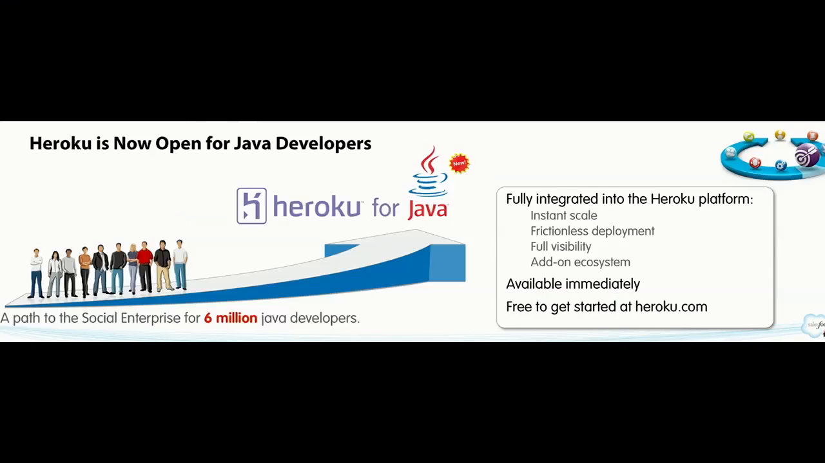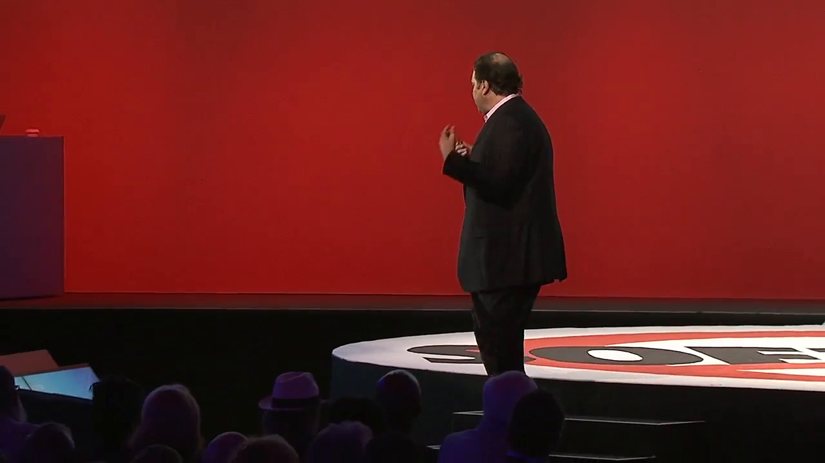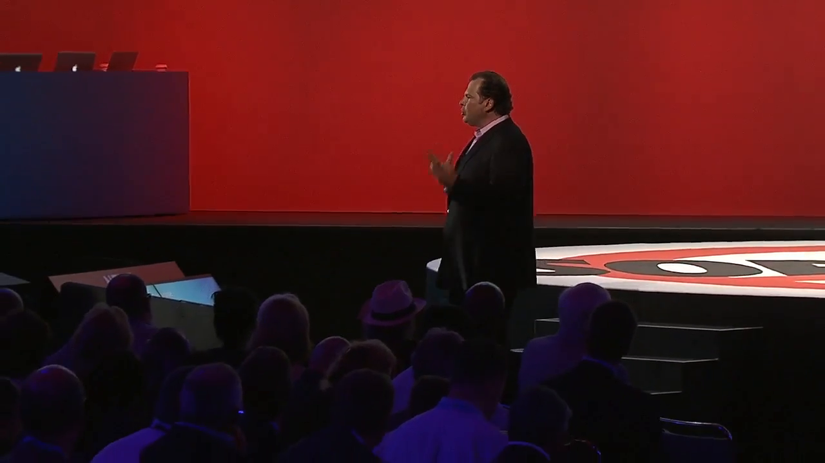And now with Heroku for Java, you've got a fully integrated Heroku platform that gives you instant scale, frictionless deployment, full visibility, an add-on ecosystem, and it's available immediately, and you can get started immediately with Heroku on Java. It brings in those 6 million Java developers right into our platform. Now, we're watching that social marketing. That social marketing is amazing. And we're seeing companies, we're seeing leaders, we're seeing all kinds of people do amazing things on the social network.